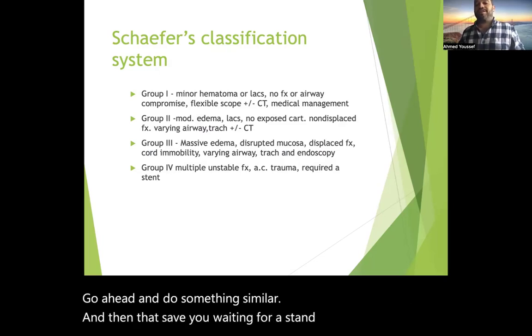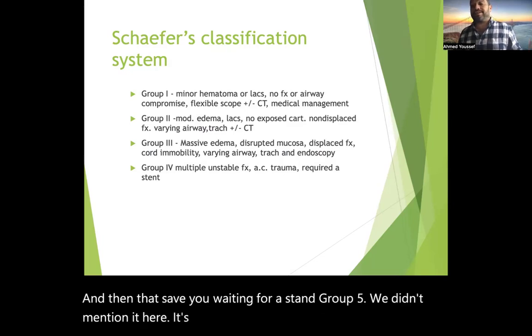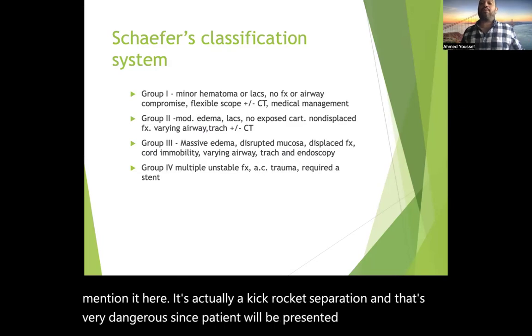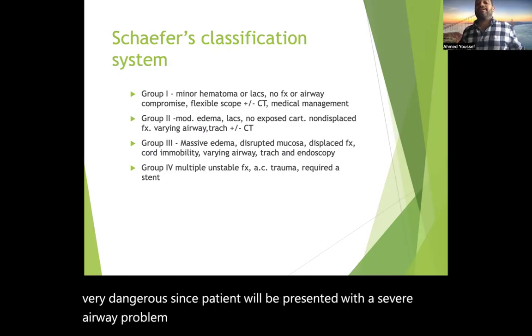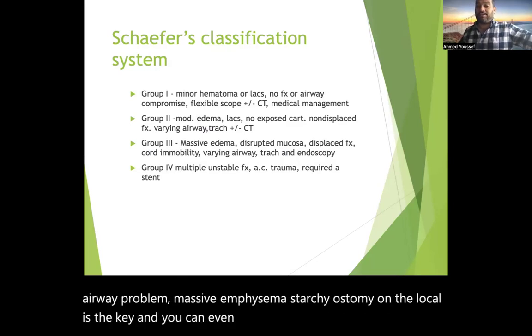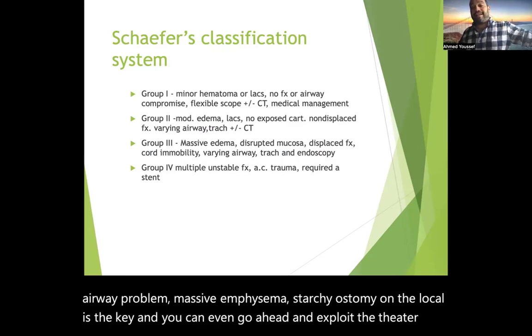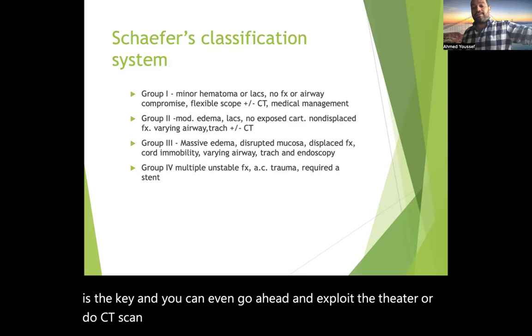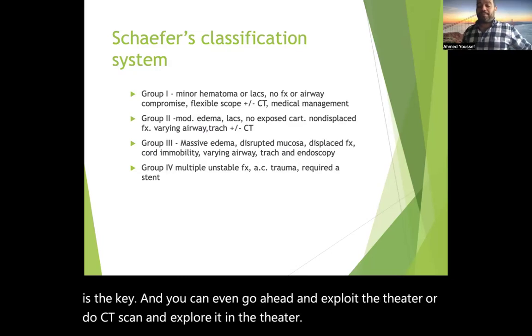Group 5, we didn't mention it here. It's actually a cricotracheal separation, and that's very dangerous. The patient will present with a severe airway problem, massive emphysema. Tracheostomy under local is the key, and you can even go ahead and explore it in the theater, or do a CT scan and explore it in the theater, and that needs to be repaired.